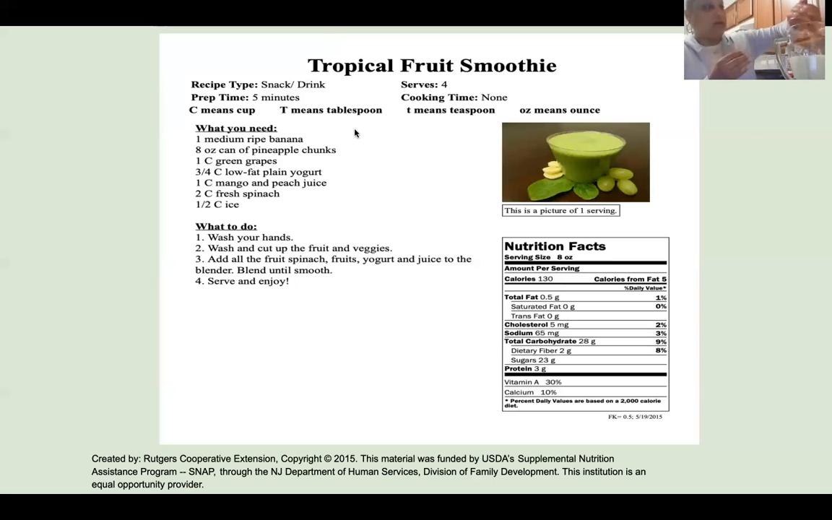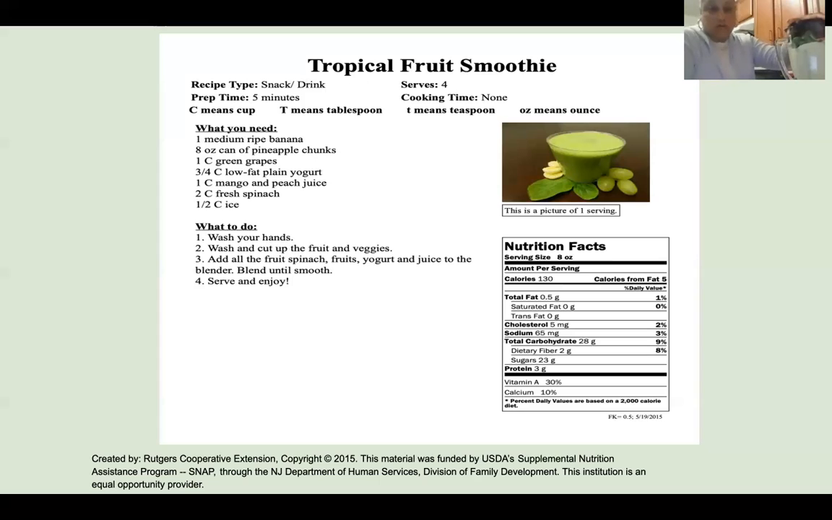I'm going to add that into the blender. So when you are eating one peach, depending on the size, it is actually a half cup serving. And then here I have a mango, which is a whole mango, and it's half a cup. And I'm going to add that into the smoothie. And then I'm going to add my 2 cups of spinach. I use baby spinach instead. So I'm going to add that all in. Blend that up a little bit.